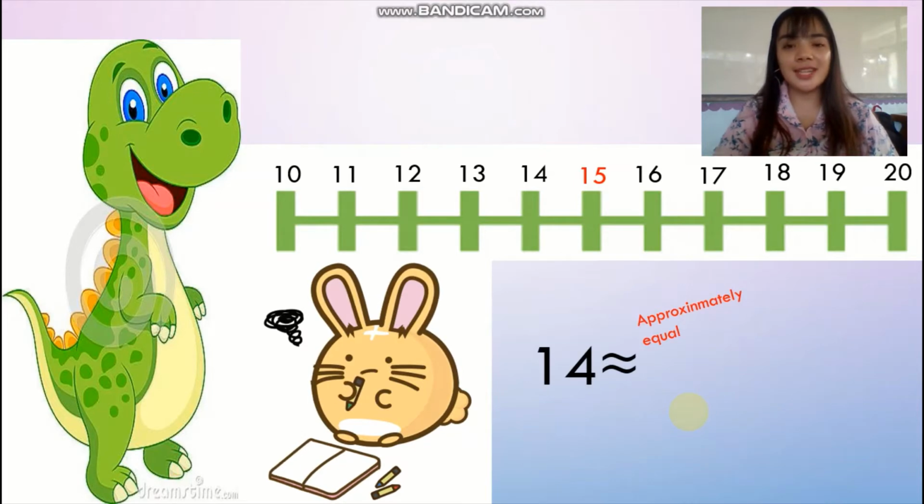We have 14. So 15 is our middle number. 14 is here. Which is nearer? Is it 10 or 20? So 10 is nearer to 14. So 14 is approximately equal to 10 since 4 is lower than 5.